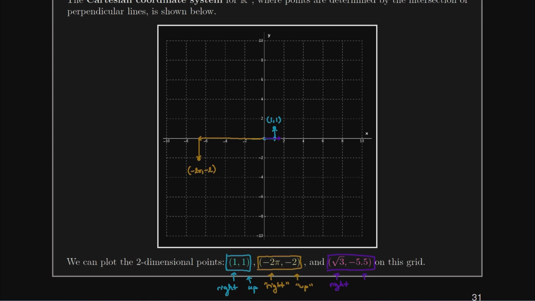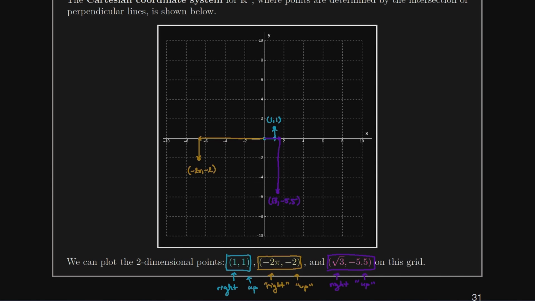And then I'm going to go up, but in quotes, so it's really down because it's negative 5.5 units. We're going to go negative all the way to 5.5. And now we're here at root 3, negative 5.5. And so that's how we interpret the Cartesian coordinate system.